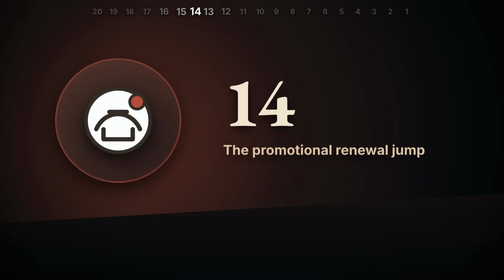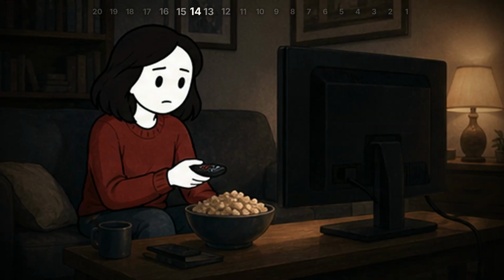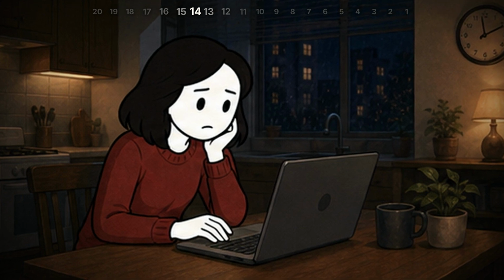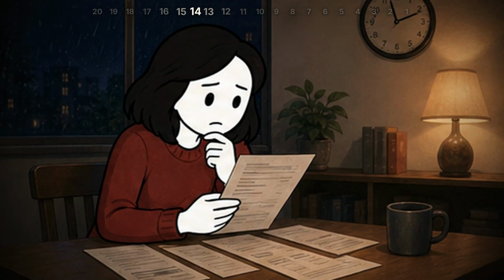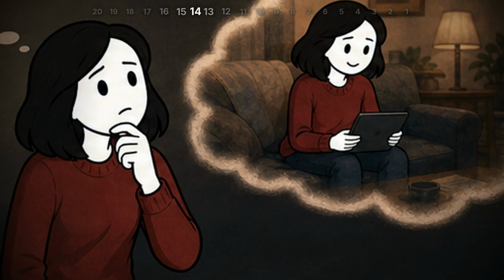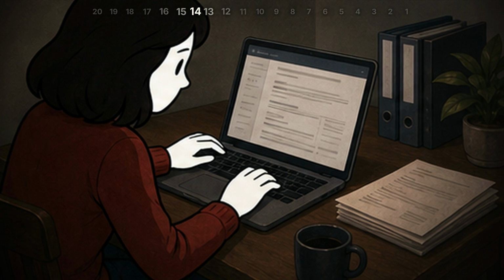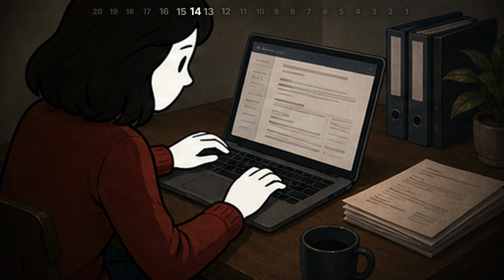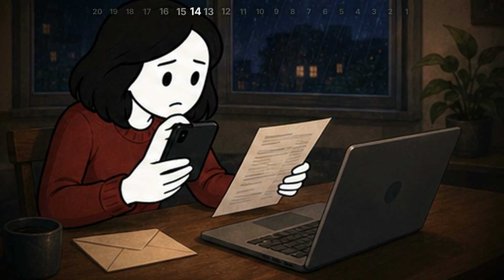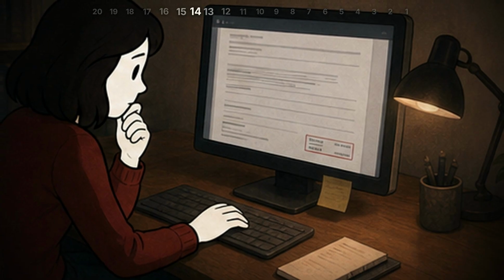Number 14, the promotional renewal jump. Your internet, streaming, or software plan begins with a discount. Months later, the same service renews at its regular price. The company may have disclosed that change during sign-up. The lower number stayed in your memory, while the regular number stayed in the terms. Renewal notices, account emails, and the billing page can reveal the date and the next price before the charge arrives.